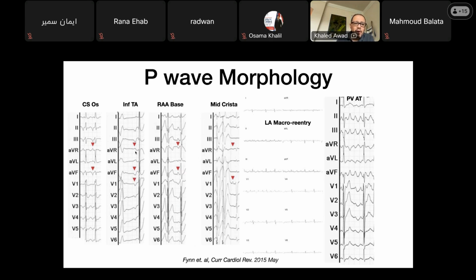And then you look at AVR, because you are directed straight at AVR here, it will be positive, and the inferior leads will be negative. But notice how this P wave is a little broader than this P wave, okay? This P wave is broader because it's not septal. It's not a septal structure like the coronary sinus. Coronary sinus has quick access to both atria. So this is what you see with something coming from the inferior aspect of the tricuspid annulus.